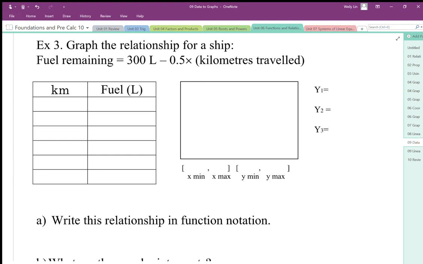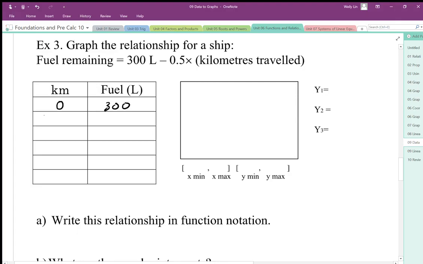So this relationship is the relationship for the fuel remaining for the number of kilometers traveled for some ship. So always a good point to put into your graph is when the independent variable is equal to 0. So 0 kilometers, my dependent variable is going to be 300 liters. So it looks like we start off with 300 liters of fuel. And as we travel some kilometers, we're going to lose some fuel.